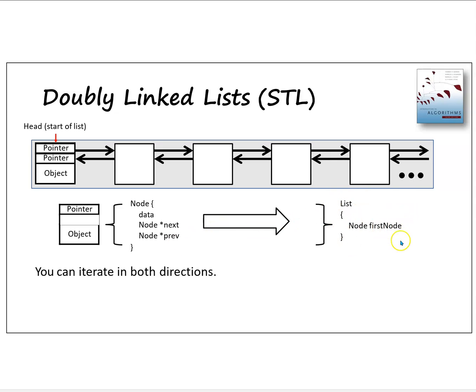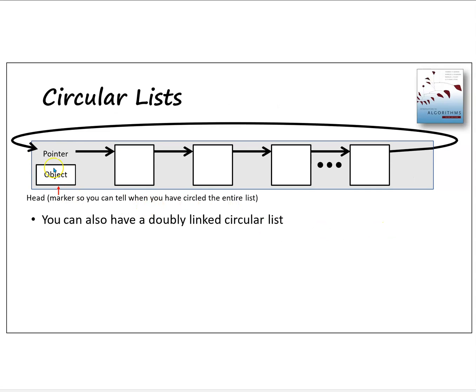Your list still contains a pointer to the first node, although now it would also possibly contain a pointer to the last node. You can also have a circular list where the end of the list points to the beginning, and the object contains the first pointer. Something to think about here is, how do you know when the list is empty? It would be when the first and last are the same.